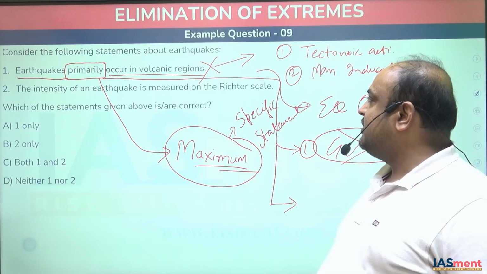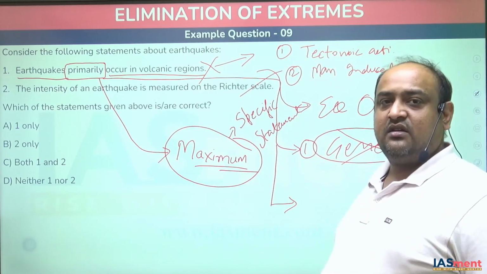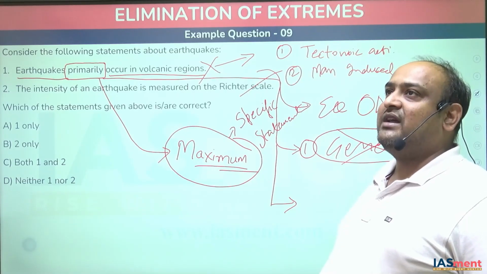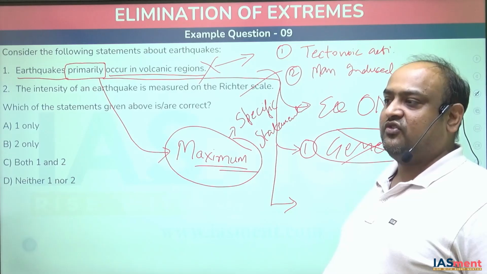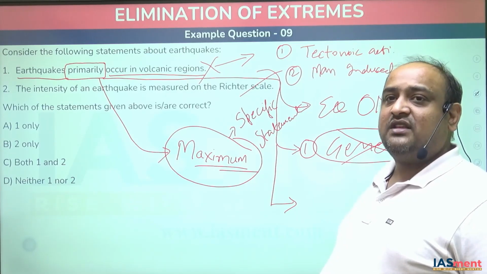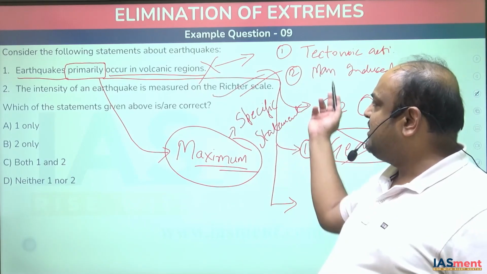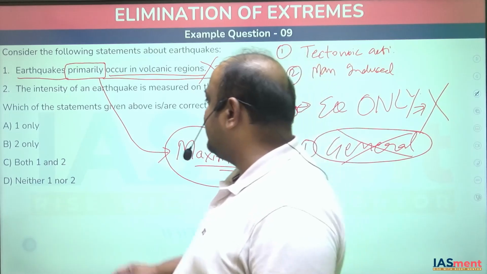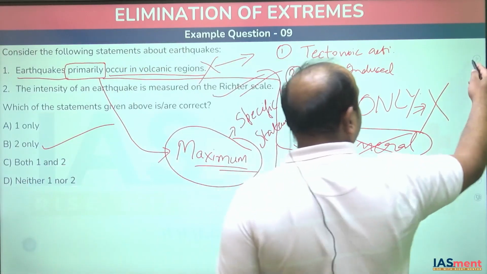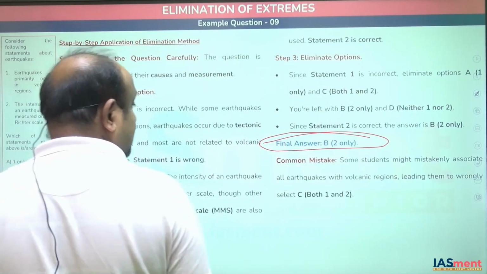Next is intensity of earthquake is measured on Richter scale. Yes, you know this thing. This is a knowledge-based question. Another is you remember the news when an earthquake happens. In news, what they say is that the earthquake's intensity was this on Richter scale. So by that thing also we can make this option correct. So according to me, the answer should be B. Let's see. Final answer. Right?